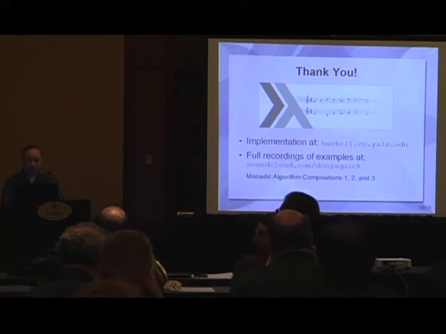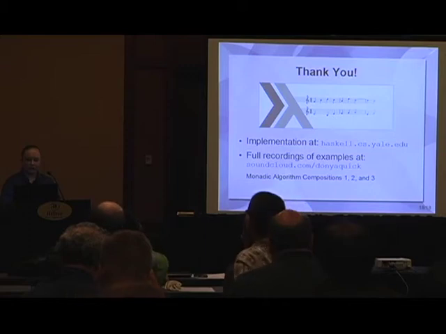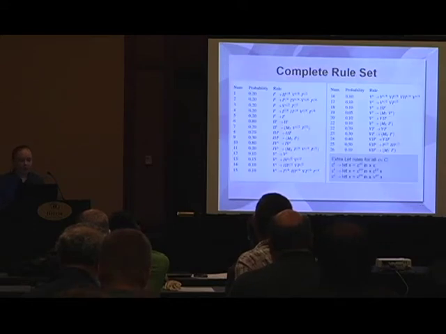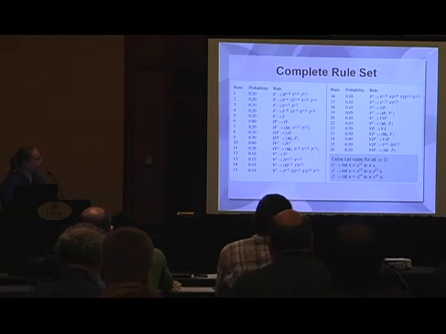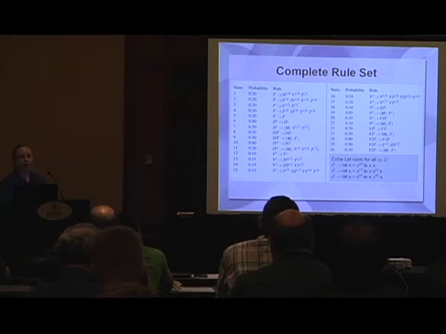Okay, so the question was, how am I choosing the probabilities for the rules? This might be a little bit too small to see in the back. This is a complete listing of the rules. I should point out that the right-hand sides of the rules, not necessarily the durations, but the chord selections, I just ripped out of a Schenkerian analysis book. And there aren't very many of them.